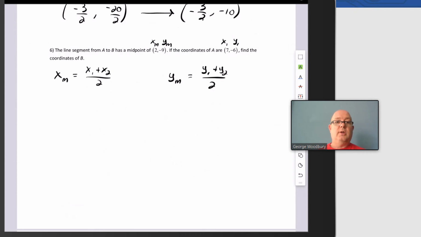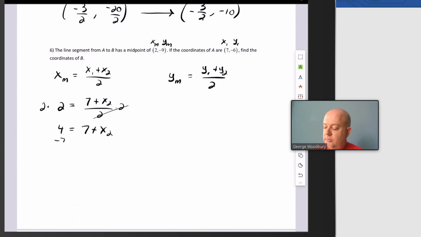So for the first one, the x-coordinate of the midpoint was 2. x1 is 7, so 2 equals 7 plus x sub 2 divided by 2. That's a linear equation that we can solve for x sub 2. Begin by multiplying both sides of the equation by 2. And we have 4 equals 7 plus x sub 2. Subtract over the 7, and we know that x sub 2 equals -3.